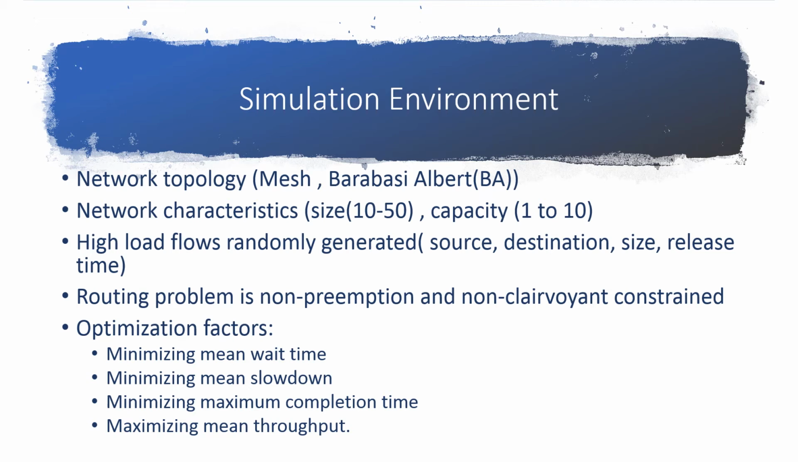In general, a set of flows are randomly generated and simulate online flows where clairvoyance is not enabled, and we non-preemptively route them over the network graph. Each flow is described with source node, destination node, release time, either identical or arbitrary, and flow size in either Gaussian or Pareto distribution. The simulation calculates as network optimization factors the mean wait time, which is the average delay rate, the mean slowdown, the maximum completion time, and the mean throughput.